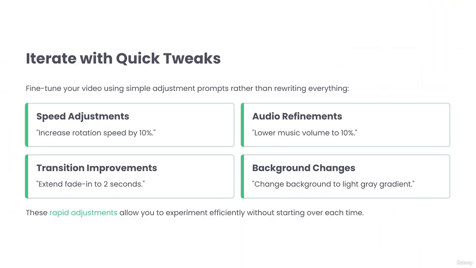Step 4. Iterate with simple tweaks. Finally, apply quick fixes using simple prompts. Examples: increase rotation speed by 10%, lower music volume to 10%, extend fade-in to 2 seconds. These rapid adjustments keep you nimble without rewriting the full prompt.